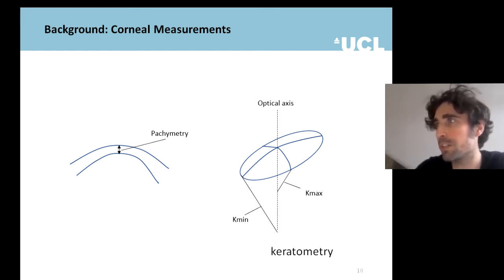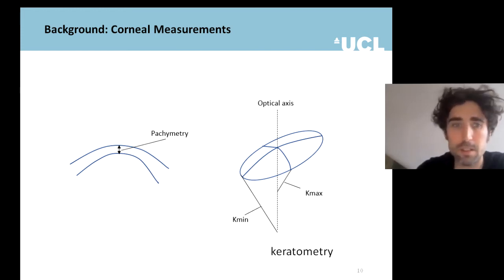If you imagine that the cornea is a rugby ball, then the steepest part of the cornea is along this axis, and this is measured by a variable called K max. And the flattest part of the cornea is along this axis, and this is measured by a variable called K min.